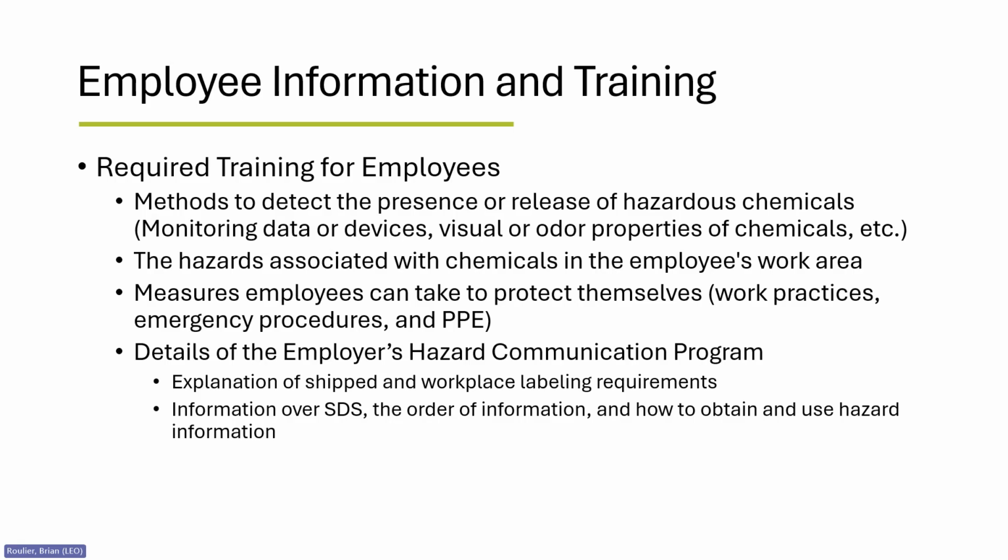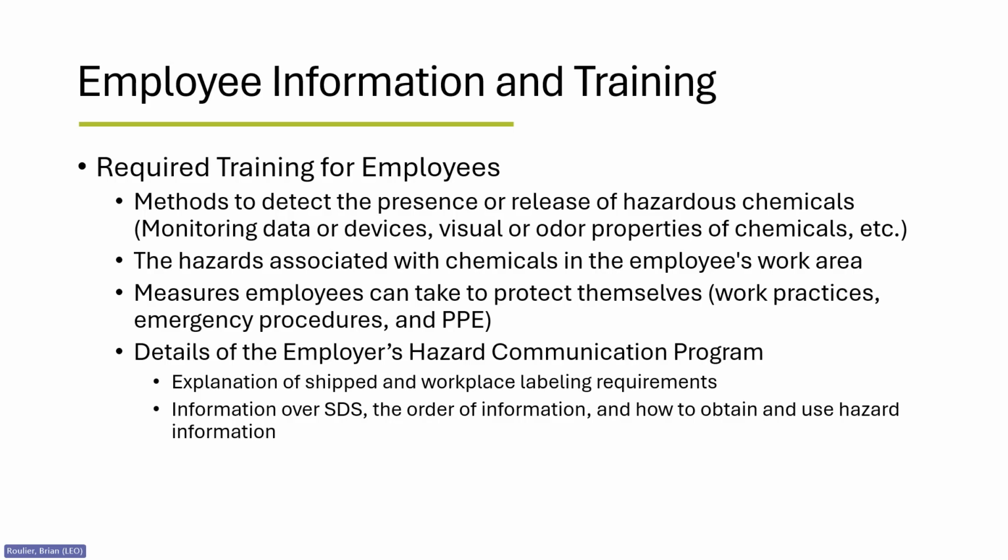Training must address the specific hazards associated with the chemicals in an employee's work area. This may be accomplished through addressing each chemical specifically or through categories of chemicals present. Training shall also provide information on the measures in place to protect employees. This may include engineering or administrative controls, emergency procedures, or personal protective equipment.